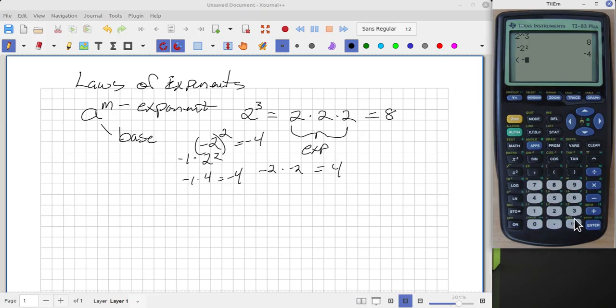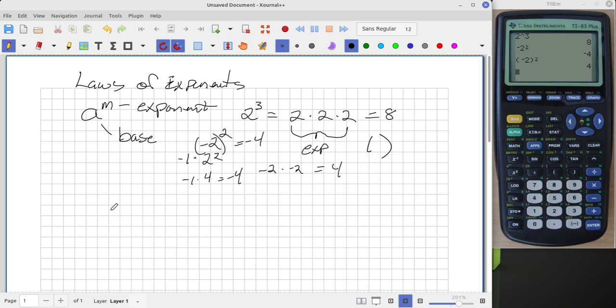Okay, so now if I do a negative 2 inside parentheses, and I raise that to the second power, I'm going to get the answer that I would expect, a positive 4. You really only need to worry about this if your exponent is an even number. If you have an odd number, it's not going to matter much. But you should get in the habit of doing that. Put it in the calculator how you mean it. Use signs of grouping, that's parentheses and brackets and so forth.